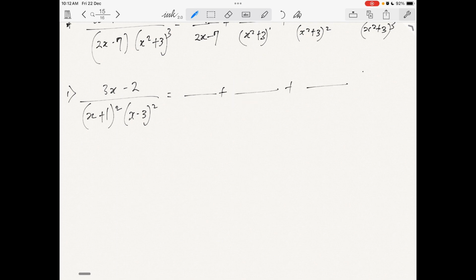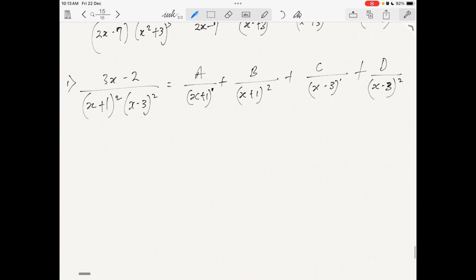So the first one will be x + 1 raised to the power 1. The next will be (x + 1) all squared. The next will be x - 3 raised to the power 1. And the next will be (x - 3) all squared. Now we are dealing with repeated linear factors. Since they are linear, we will have A, B, C, and D.